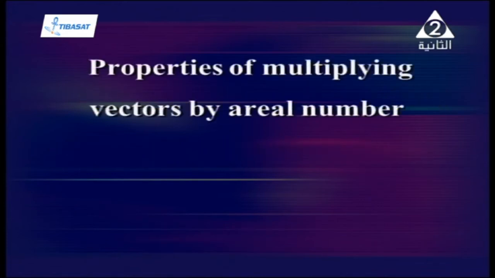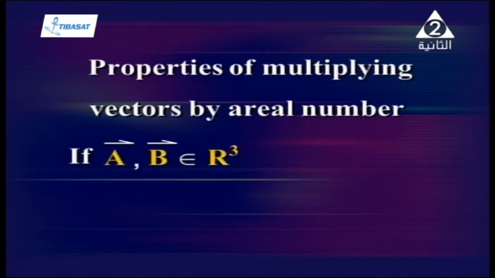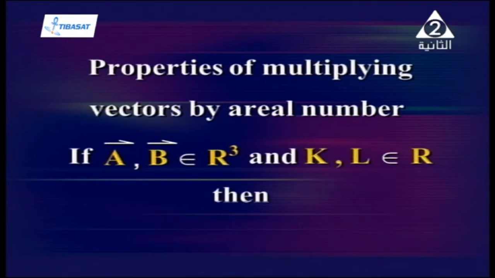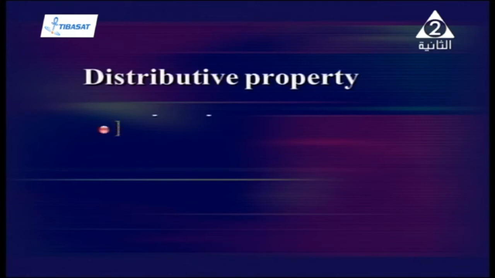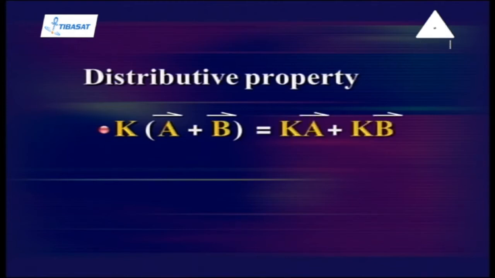Properties of multiplying a vector by a real number. If we have two vectors, a vector and b vector, belonging to R3, and k and l belong to R, R is real, then the distributive property: k multiplied by the bracket containing a vector plus b vector equals k a vector plus k b vector.